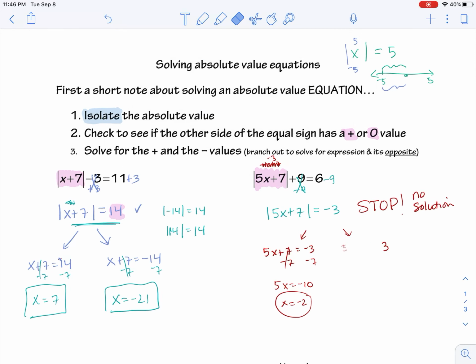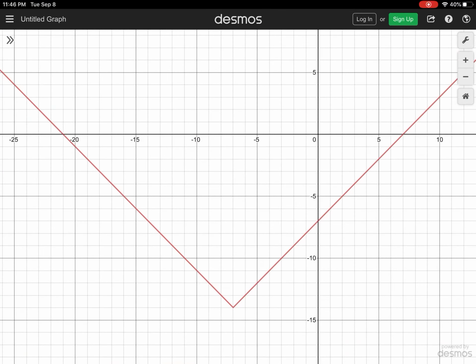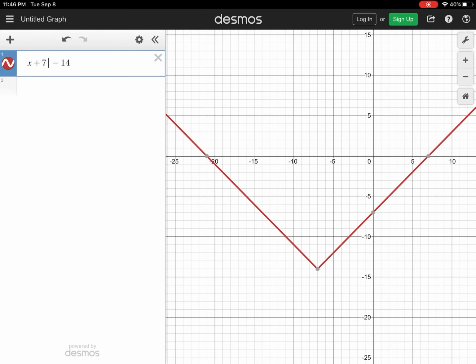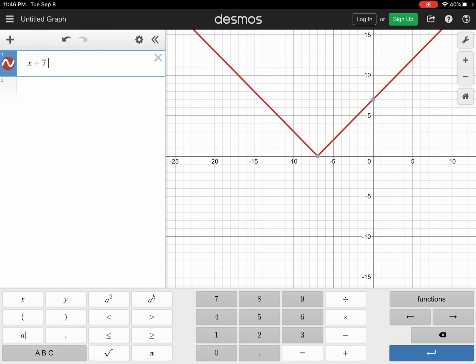Oops. And I'm going to just show you one thing. If we look at this graph, this is the first problem. The solution is the intersection with the x-axis, and this one was 7 and this one was negative 21, just like we had thought. If we graph the other one instead, you will see that it doesn't actually have, let's put 5x plus 7 in there. Oops.